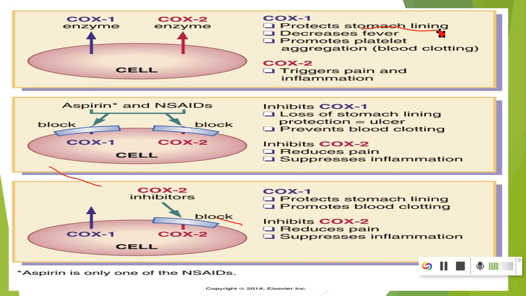Okay, so we're going to first look at what the functions of COX-1 are. So you really have to read the question carefully. Is it asking you for function, or is it asking what happens when you inhibit? So as I said, COX has many different functions because COX is practically found in all tissue. There are two types of COX enzyme, 1 and 2. COX-1 protects the stomach lining, decreases the fever, and it promotes the platelet aggregation. This is the function of COX, right? COX-2, on the other hand, triggers pain and inflammation.